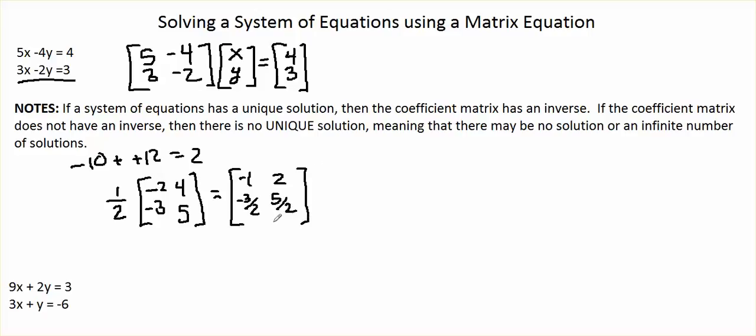Once we have our inverse matrix, we multiply both sides of our matrix equation by our inverse matrix. And remember, when we do that on the left-hand side, the coefficient matrix and the inverse matrix cancel each other out.